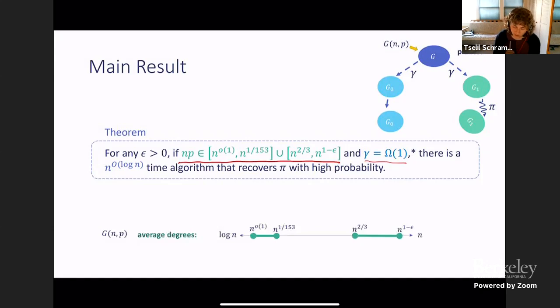So what's up with this weird range of degrees that we handle? This doesn't look so good. I agree that it's a little bit embarrassing. We can handle G(n,p) with average degrees that are smallish, from n to the little o(1) to n to the 1/153, where this constant wasn't necessarily optimized, or average degree bigger than 2/3.